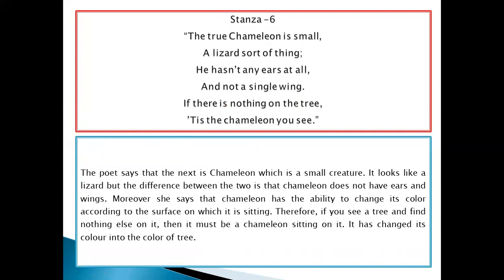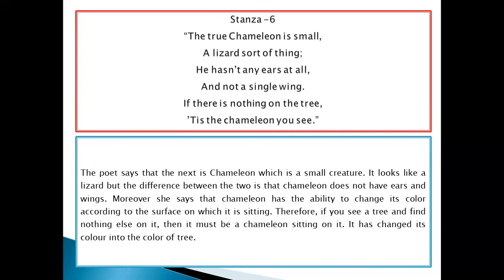So the true chameleon is small, a lizard sort of thing. He hasn't any ears at all and not a single wing. If there is nothing on the tree, it's chameleon you see. So the poet says that next is the chameleon, which is a small creature. It looks like a lizard, but the difference between the two is that a chameleon doesn't have ears and wings. Moreover, she says that a chameleon has the ability to change its color according to the surface on which it is sitting. So if you see a tree and find nothing else on it, then it must be a chameleon sitting on it. It has changed its color into the color of the tree.